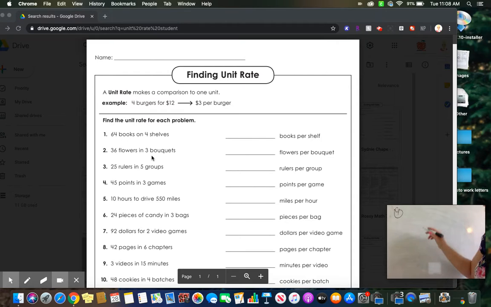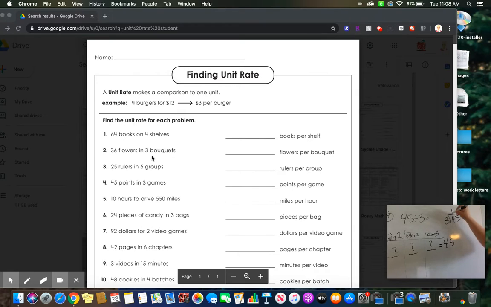45 points in 3 games. 45 points separated into 3 games. Okay, so here is game, I'm going to abbreviate game 1, game 2, game 3. Okay, how many points in each game that are going to equal at the end of this 45 points in all? Okay, so we're going to do 45 divided by 3. You can totally do it in your calculator. I'm going to show you the long division way here.